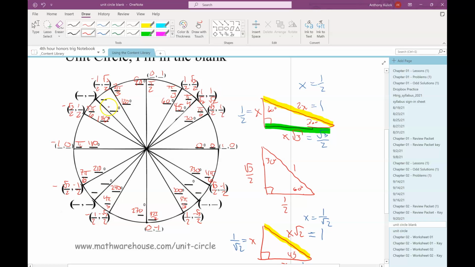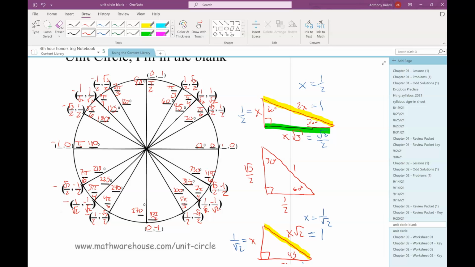And then this is going to be 135, or 3 pi over 4. So I have negative 1 over root 2 because we're in the second quadrant, and then positive 1 over root 2. 225, or 5 pi over 4, will be negative 1 over root 2 and negative 1 over root 2 because we're in the third quadrant. And then 315, or 7 pi over 4, will be 1 over root 2, negative 1 over root 2 because we're in the fourth quadrant.